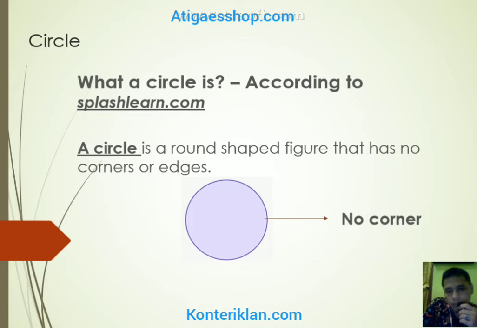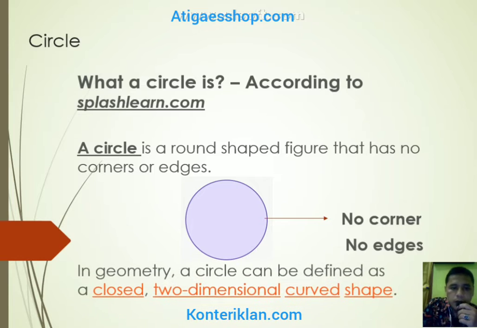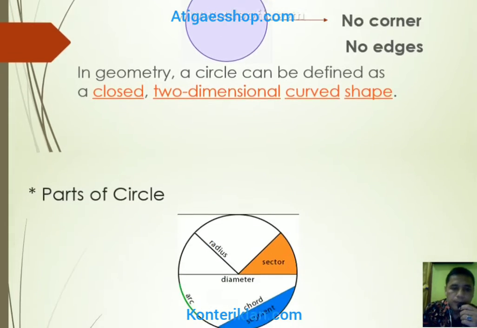Have a look at the picture. There is a circle that has no corners and no edges. So in geometry, a circle can be defined as a closed, yes, closed, right? There is no open boundary. This is a closed boundary, a closed two-dimensional curved shape.